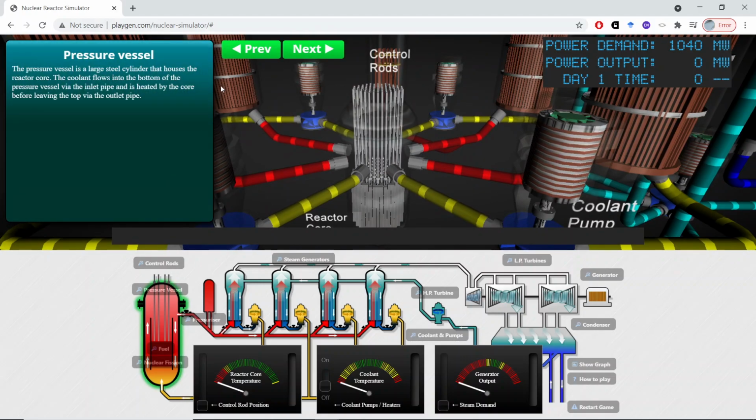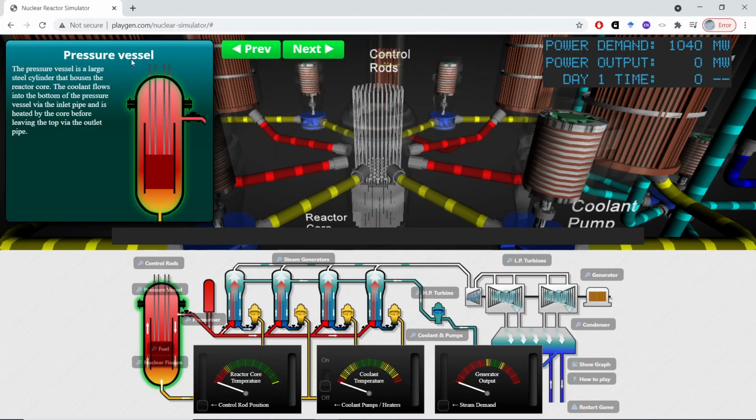Pressure vessel. The pressure vessel is a large steel... Wait, why did it change like that? Pressure vessel is a large steel cylinder that houses the reactor core. The coolant flows into the bottom of the pressure vessel via the inlet pipe, and is heated by the core before leaving the top via the outlet pipe.